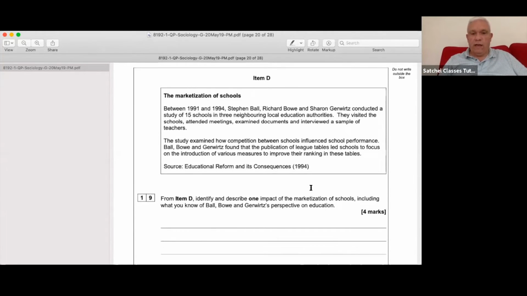Question 19. This is a question with a written source first. Between 1991 and 94, Stephen Ball, Richard Bowe and Sharon Gewirtz conducted a study of 15 schools in 3 neighbouring local education authorities. They visited the schools, attended meetings, examined documents, and interviewed a sample of teachers. The study examined how competition between schools influenced school performance. Bowe and Gewirtz found that the publication of league tables led schools to focus on the introduction of various measures to improve their ranking in these tables. That's from Education Reform and Its Consequences, and it's titled Marketisation of Schools.